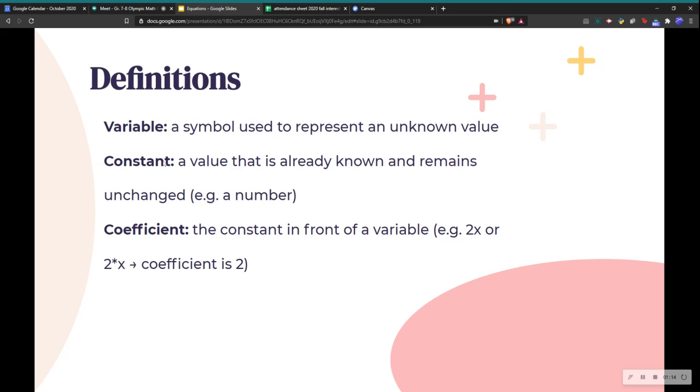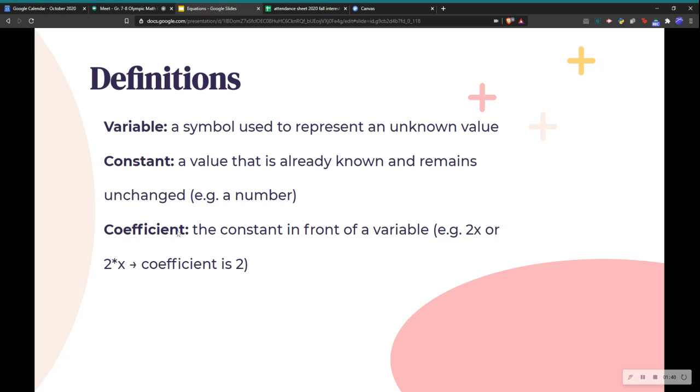And the second term, constant. A constant is a value that is already known and remains unchanged. For instance, any number counts as a constant, and it remains unchanged unless you do some arithmetic with it, like addition or subtraction. It's just a number. Or you can say a constant is a non-variable, like you know the value of it.